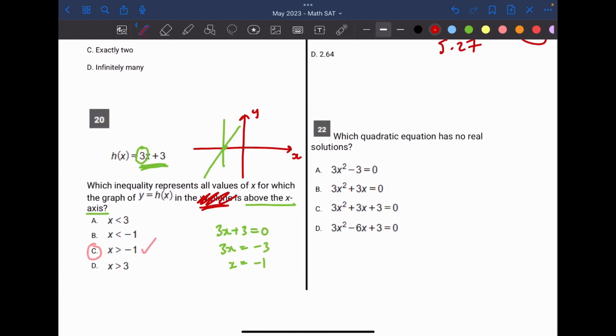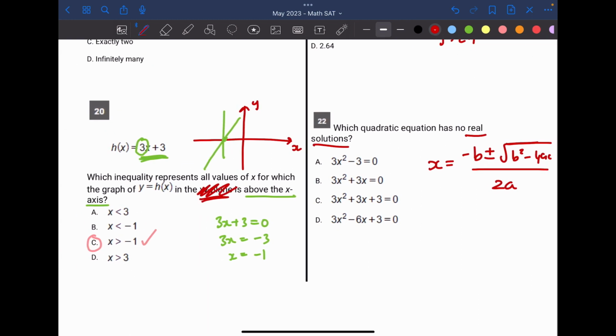Question number 22. Which quadratic equation has no real solutions? So first, for this question, if you ever get asked about real solutions, you have to think about the quadratic formula. So for the quadratic formula, it says that x is equal to negative b plus minus the square root of b squared minus 4ac over 2a. Something else you have to know is that the square root part, I'm going to circle it in green, but this part over here dictates if you have real solutions or imaginary solutions or no solutions at all, or whatever you want to kind of search for.